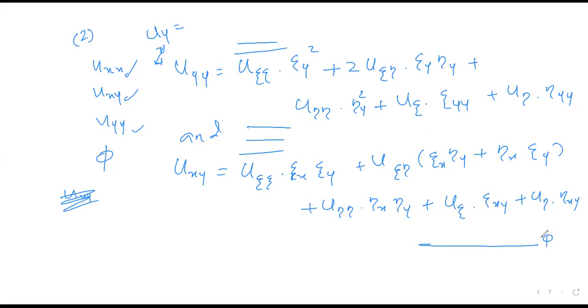What is the number? I think I put the Jacobian as equation number 5, so it will be 6.